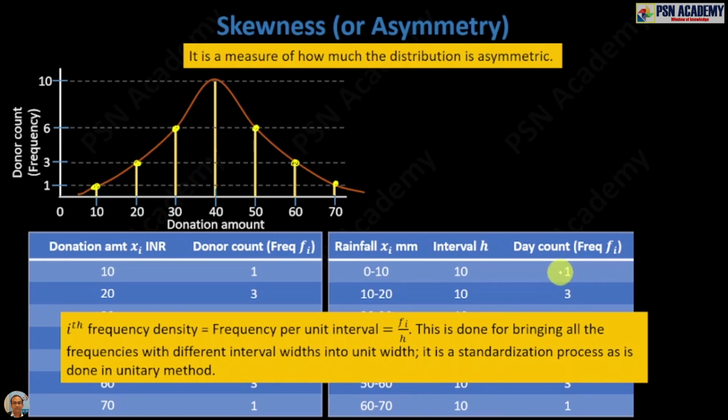Now the question is why we are going for this frequency density. The intervals here is a constant. That means every time all the classes have equal width, that means 10, right?